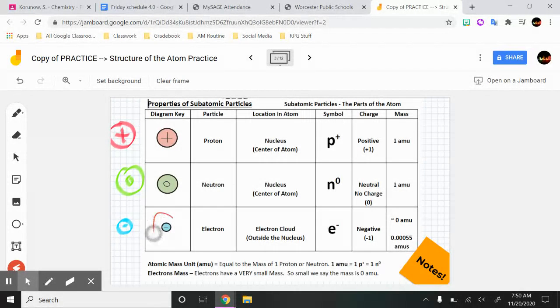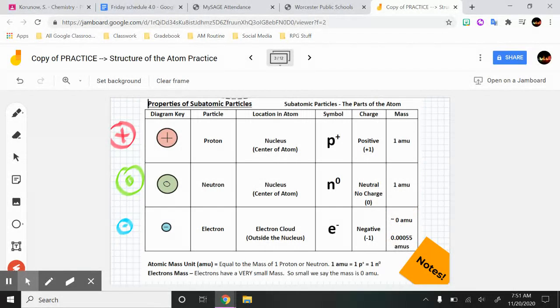Now, electrons are negatively charged, and they're found outside the nucleus. They're found in the electron cloud. Now, electrons are so small, we say they have a mass of 0. Now, they don't actually have a mass of 0. They're just so small, you would need thousands of them to equal 1 proton or neutron. So we just say they have a mass of 0.